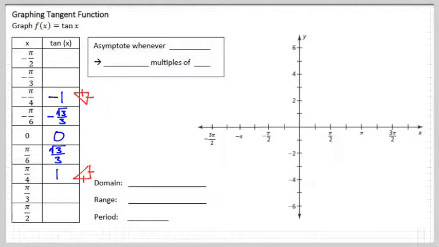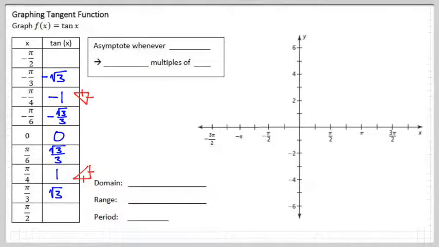Okay, so let's keep on going with points. We have a point on the unit circle. We could figure out that tangent of pi over 6 is positive root 3 over 3, and we have the negative version over here. We have plus and minus root 3 for our minus 60 degrees and positive 60 degrees.